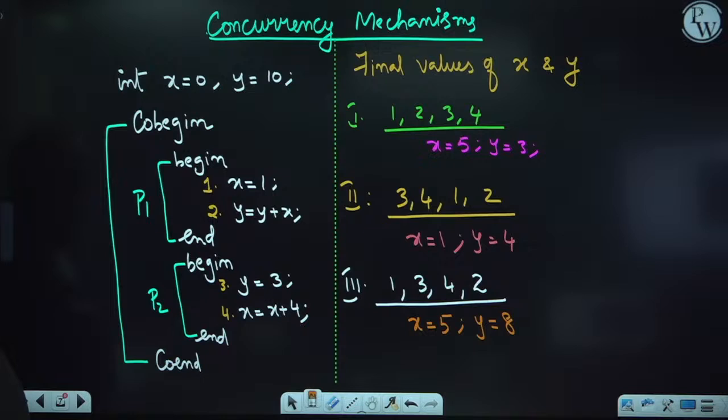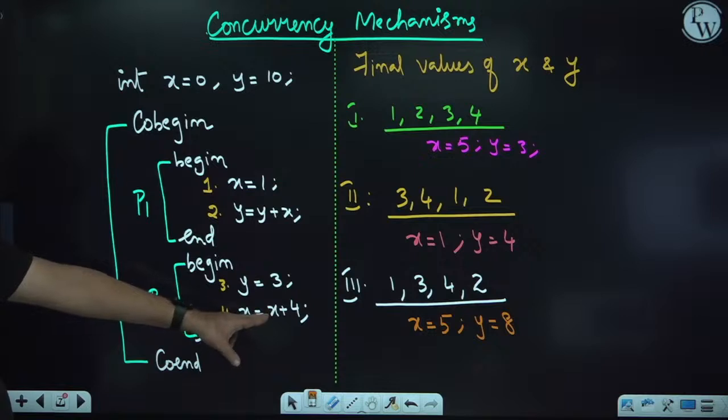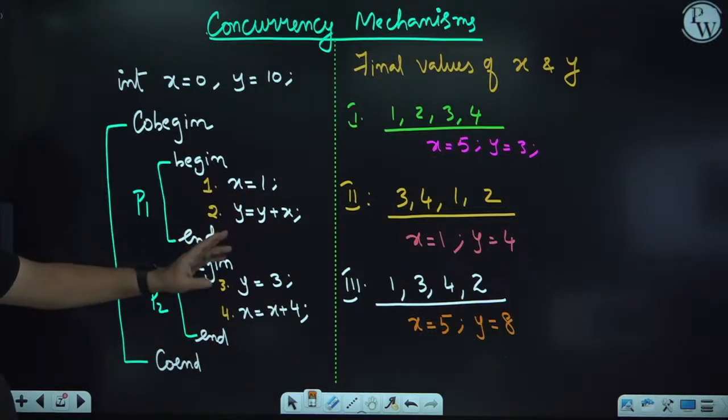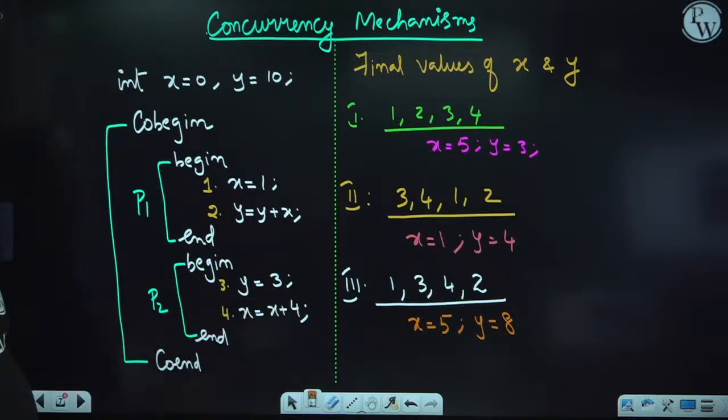If I execute in the order 1, 3, 4, then 2, x equal to 1 over, then y is equal to 3, then x is equal to x plus 4, x is 1, 1 plus 4, x becomes 5. So x is 5. Then I come over here, y is 3, 3 plus, x की वैल्यू 5 है, 8, x equal to 5, y is equal to 8.